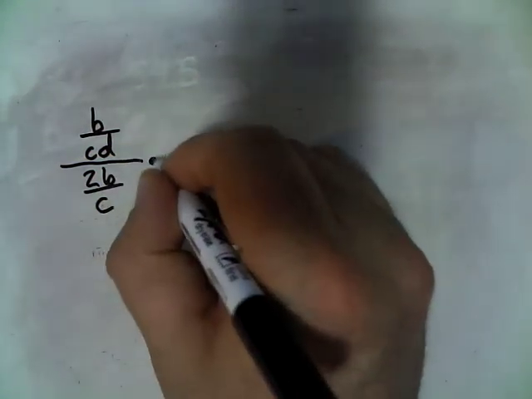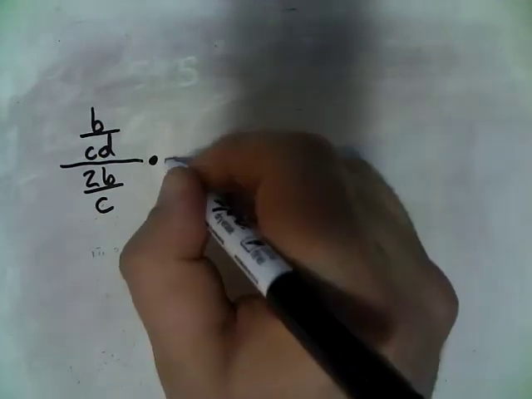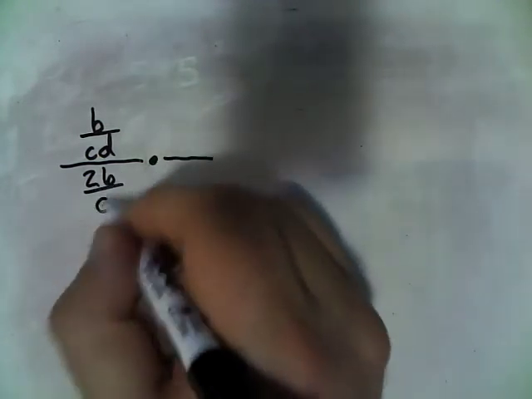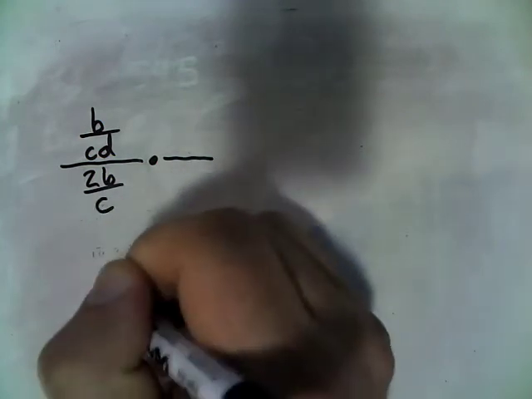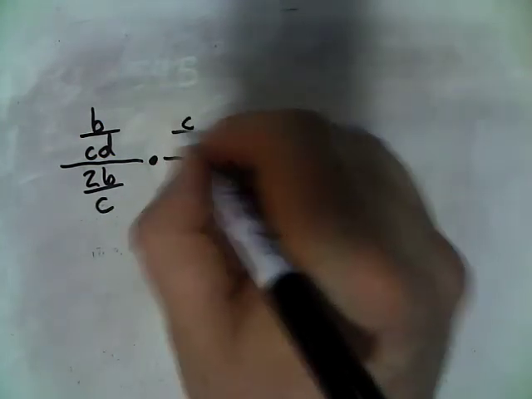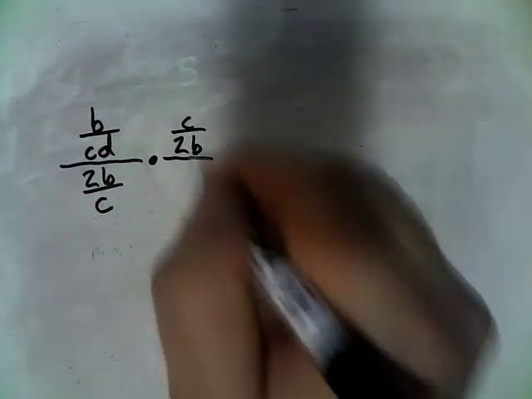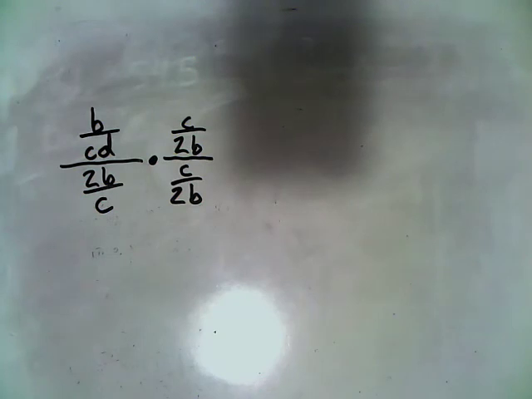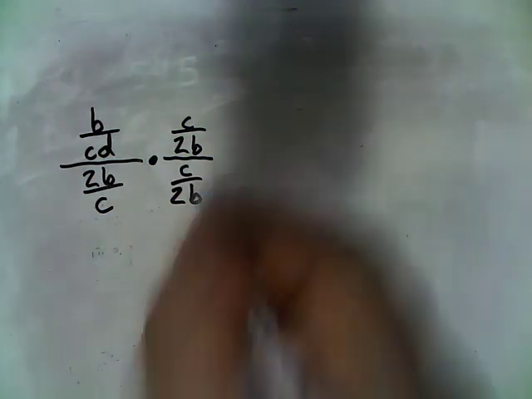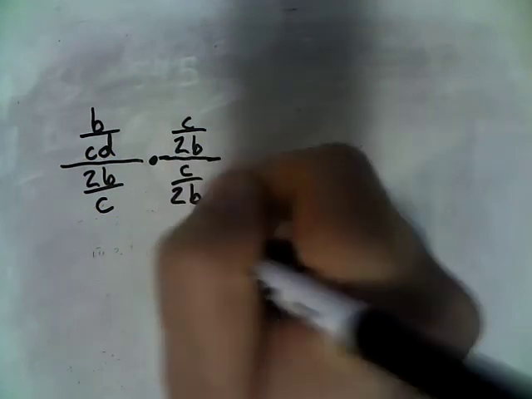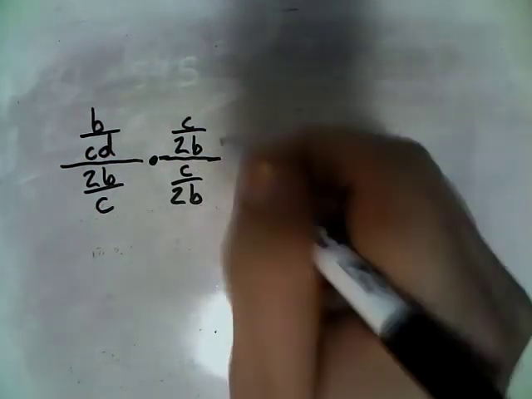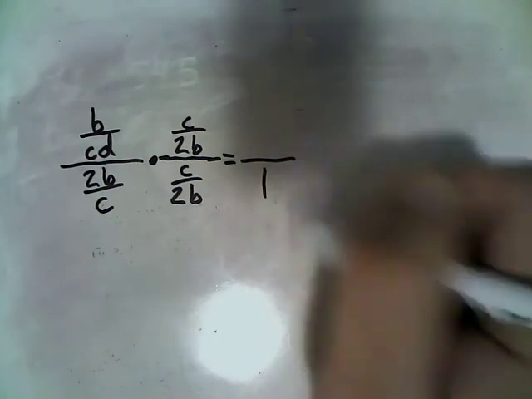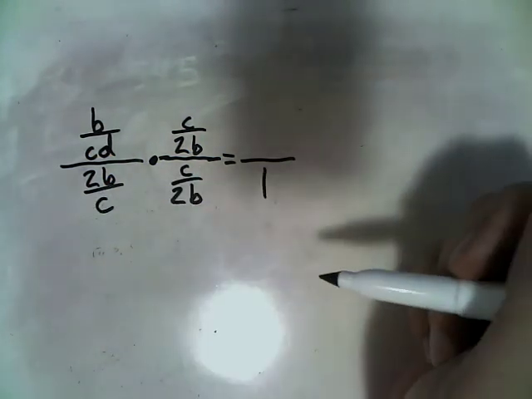So what the book suggests here is that we take this and multiply by a form of 1 where we use the reciprocal of the denominator. So this would be C over 2B, and then down here this would also be C over 2B. So our form of 1 contains the numerator, or the reciprocal of the denominator. Because then, of course, my denominator, well, multiply reciprocals, that's just 1.